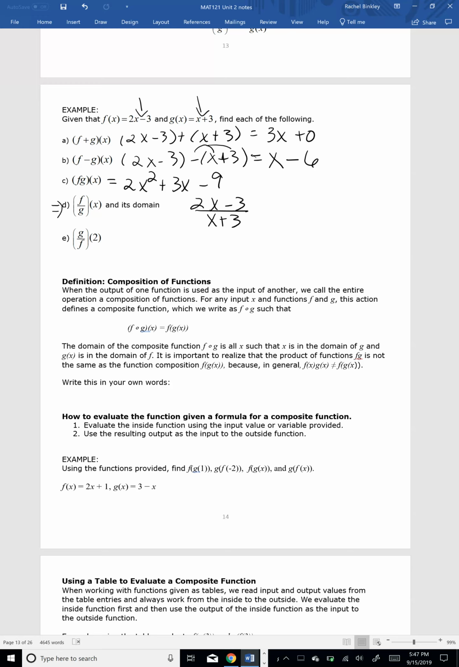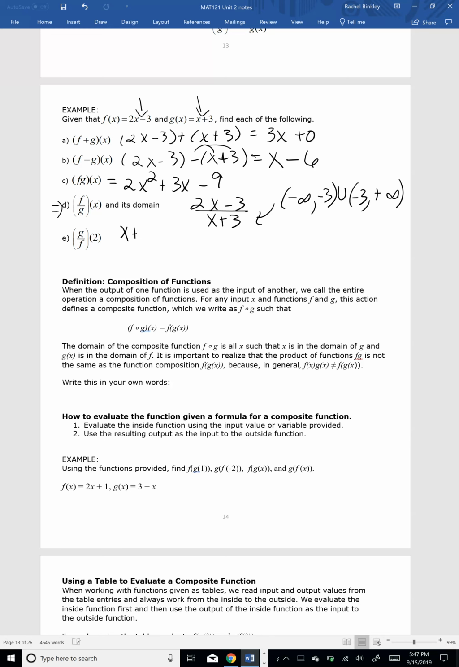The domain, and remember, going into this, the domain is negative infinity to positive infinity, but now x cannot be negative 3 because that's going to make this denominator explode, but it can be any other number, right? So it can be negative infinity. We always start with the lowest. Negative infinity all the way up to negative 3, cannot be negative 3, union negative 3 all the way to positive infinity. Same for the next one, except this time it's going to be g divided by f.